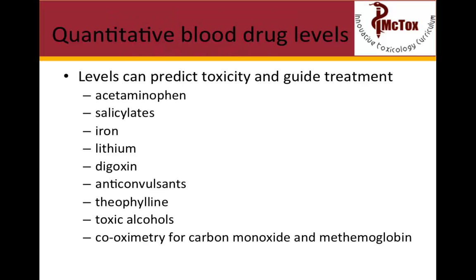Quantitative blood drug levels are available for a small number of drugs, typically those that require therapeutic drug monitoring. They can predict toxicity and guide treatment in cases such as acetaminophen, salicylates, iron, lithium, digoxin, anticonvulsants, theophylline, and toxic alcohols. Remember that a blood gas will not give you information about carbon monoxide or methemoglobin levels, and to determine these levels, you need to order co-oximetry separately.